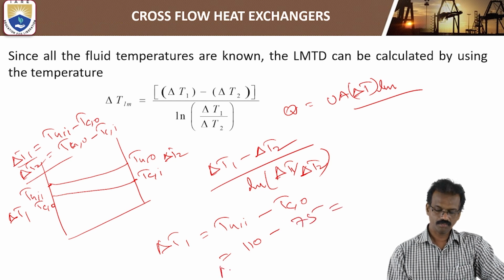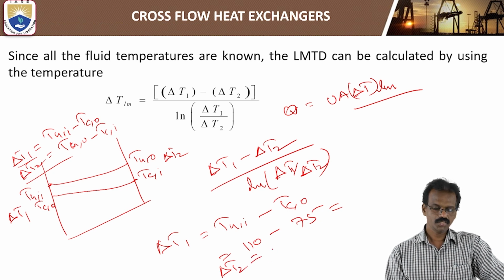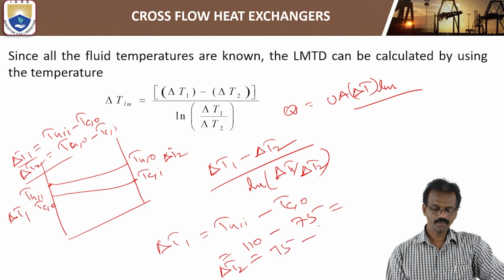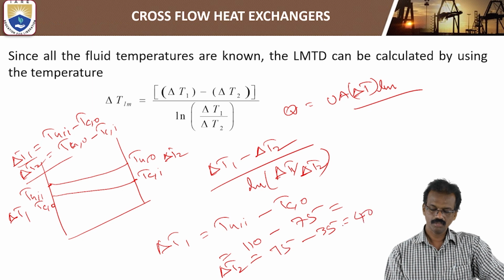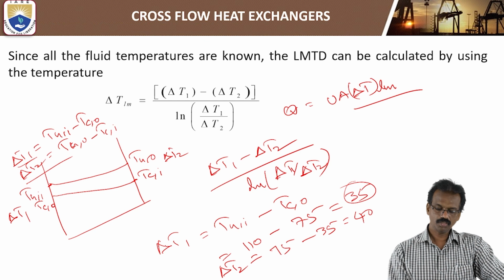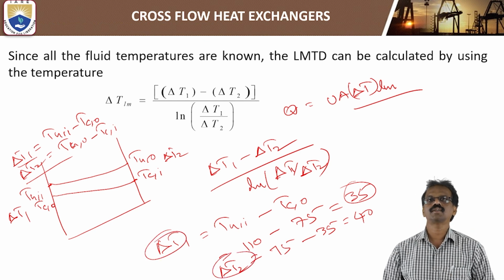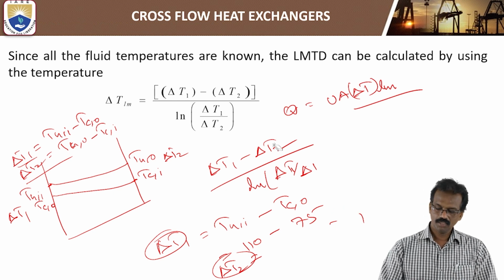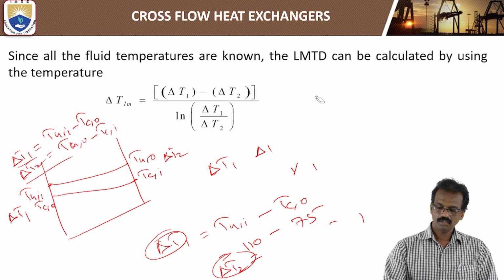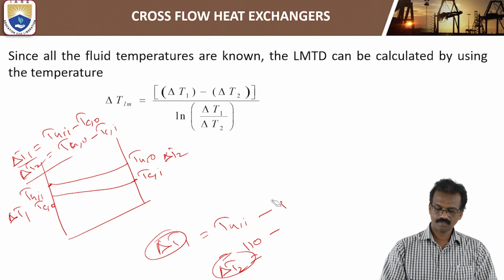So we can calculate that one. Delta T2 is equal to, similarly, Th naught is equal to 75, Tci is equal to 35. Just like this is 40, this one is 35. So if you substitute the values of delta T1 and delta T2 in this formula, we will get the delta TLM. Here I have already prepared the PPT for this one. You can check this one.